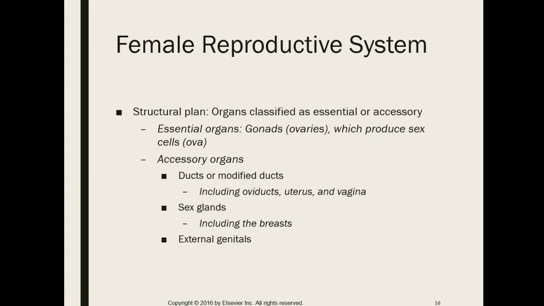So then we have the female reproductive system. The essential organs are the ovaries, as opposed to the testes in the male. The sex cell is the ova, as opposed to the sperm in the male. And then the accessory organs are composed of the ducts or modified ducts, sex glands, and the external genitals.